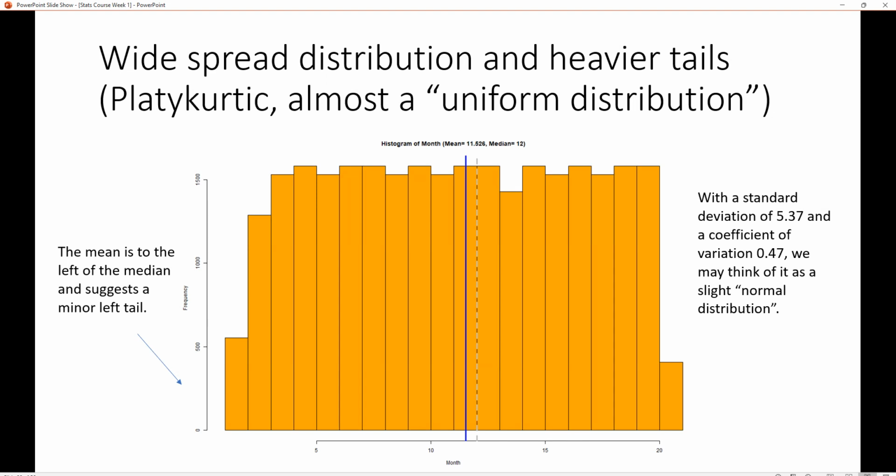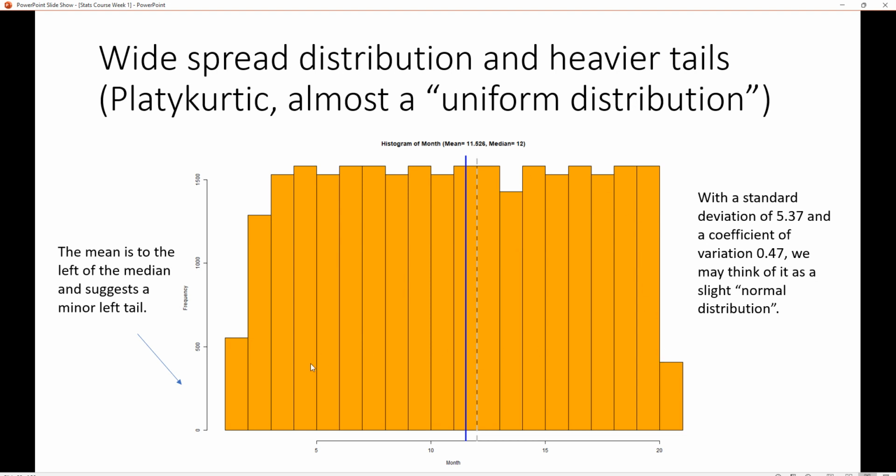And in this slide, we see a widespread distribution and heavier tails. We can describe this as platykurtic, almost a uniform distribution. We see that because for each of these bins, they're about the same level. A perfectly uniform distribution would almost look like a square or a rectangle. This is somewhat close. It's important to note if we were to change the number of bins, the number of bars that we have in this histogram, we might see more of a normal distribution if we were to increase the number of bins.